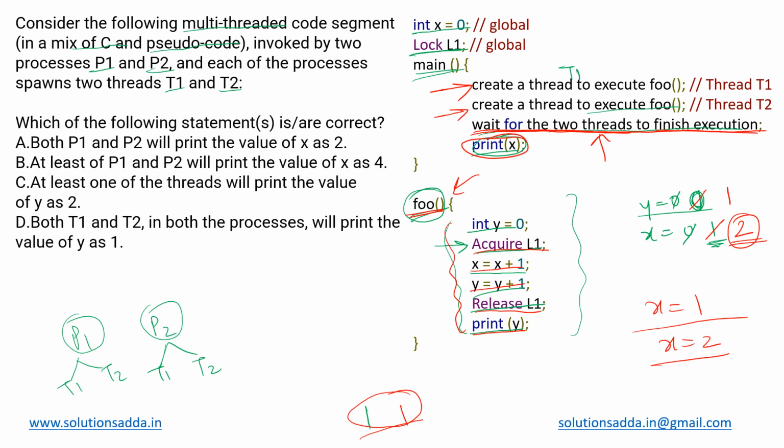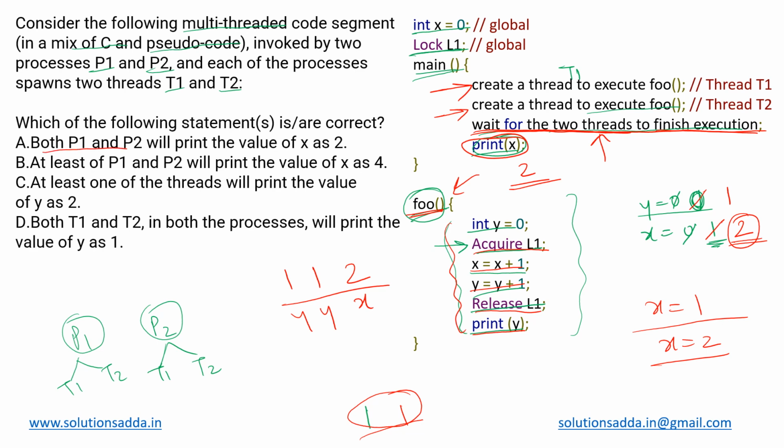So here what will be printed will be 2, because this print statement is executed after both the threads have finished their execution. So what do we print? Y is printed as 1 two times by each of the threads, and when both are done, then X is printed only once, and the value printed is 2. So this is what we get as the output from this piece of code. Well, let us have a look at the options.